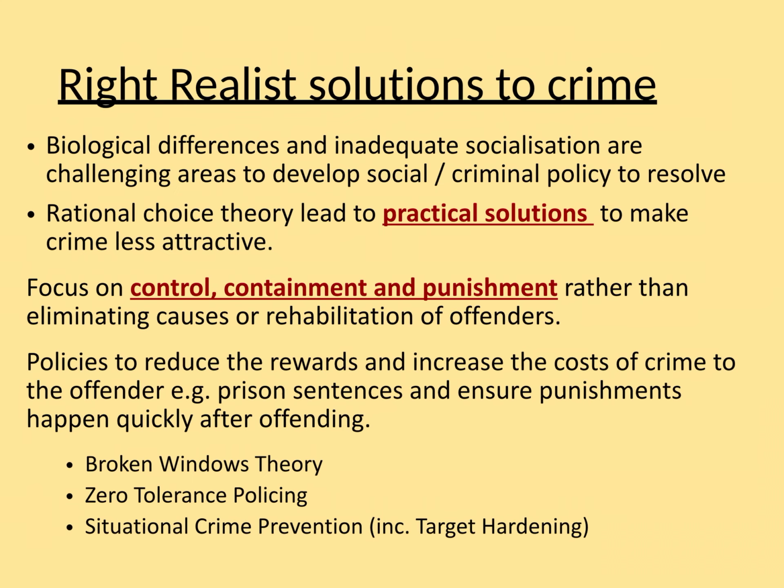So this is where we're going to go in the next lecture. I'm going to talk to you about the right realist solutions to crime. And clearly, biological differences and inadequate socialisation, you can't really create policy to deal with those two issues without interfering with family life. And New Right sociologists are not a fan of the state interfering in family life to that level. But rational choice theory does give us some really good practical solutions to make crime less attractive. It's just all about that consequences versus rewards balance.